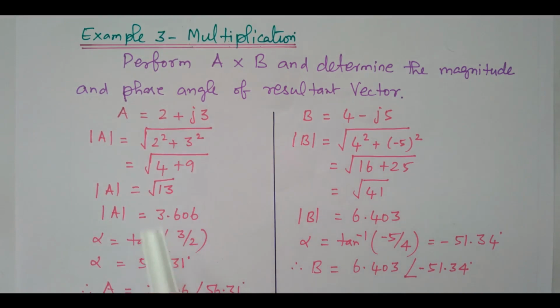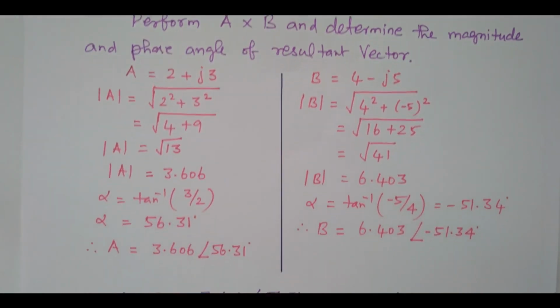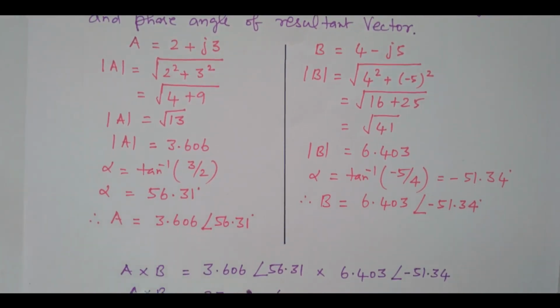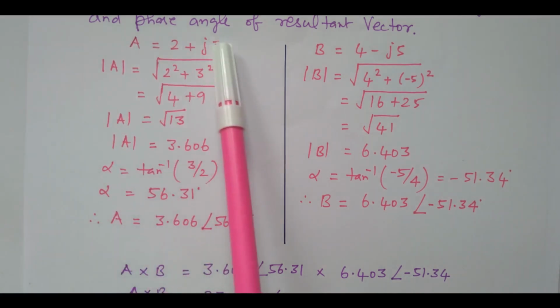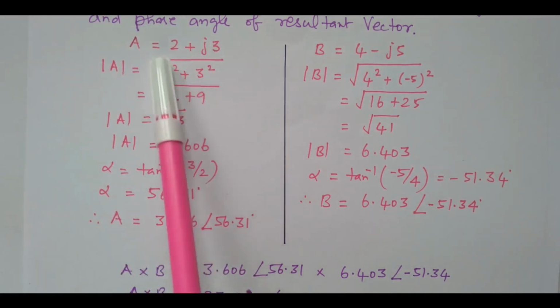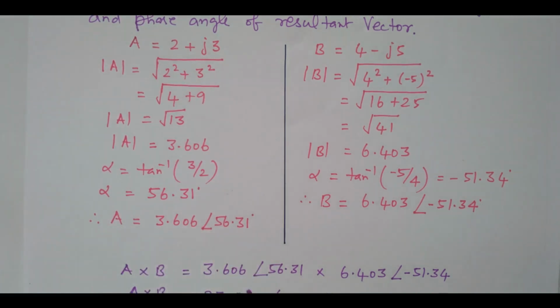After simplification, what we got is 3.606. What is the angle here? Tan inverse of B by A, that is imaginary term divided by real term, 3 by 2. It is 56.31. Now A is represented as 3.606 with an angle of 56.31. This was the rectangular form, and now it is converted into polar form.